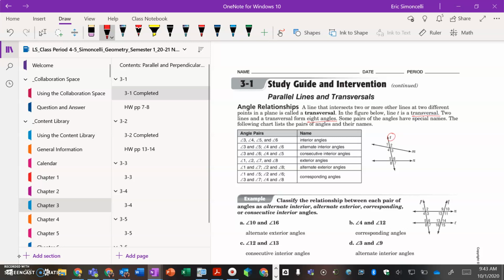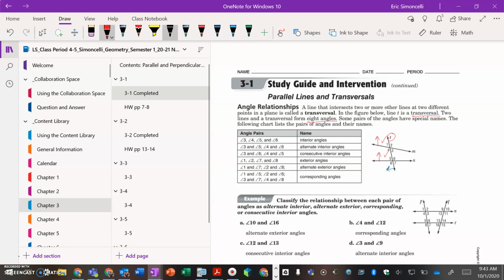Corresponding angles are interesting because they are on the same side of the transversal. So for example, angle 1 and angle 5. In terms of where M and N are, they're not interior nor exterior together. However, they're both on the part of the line that is above line N and above line N.